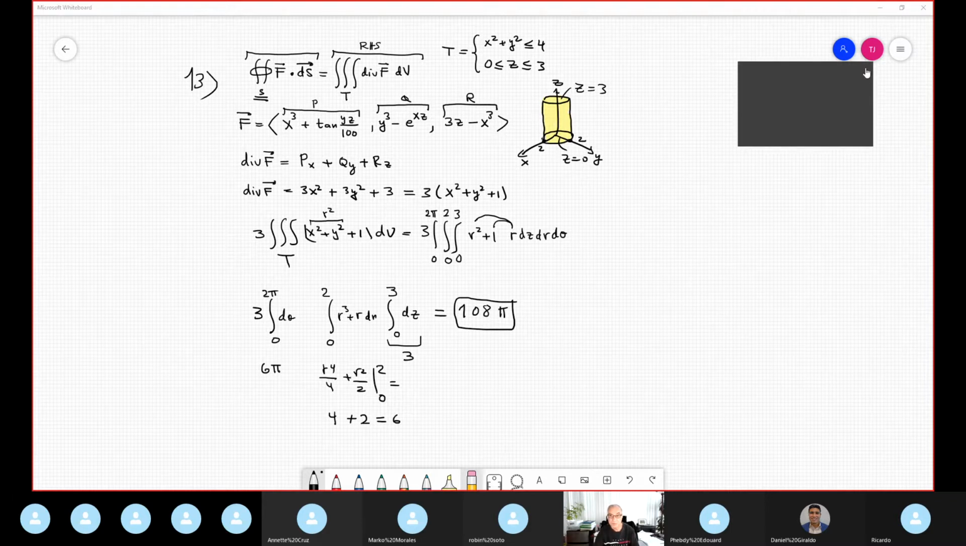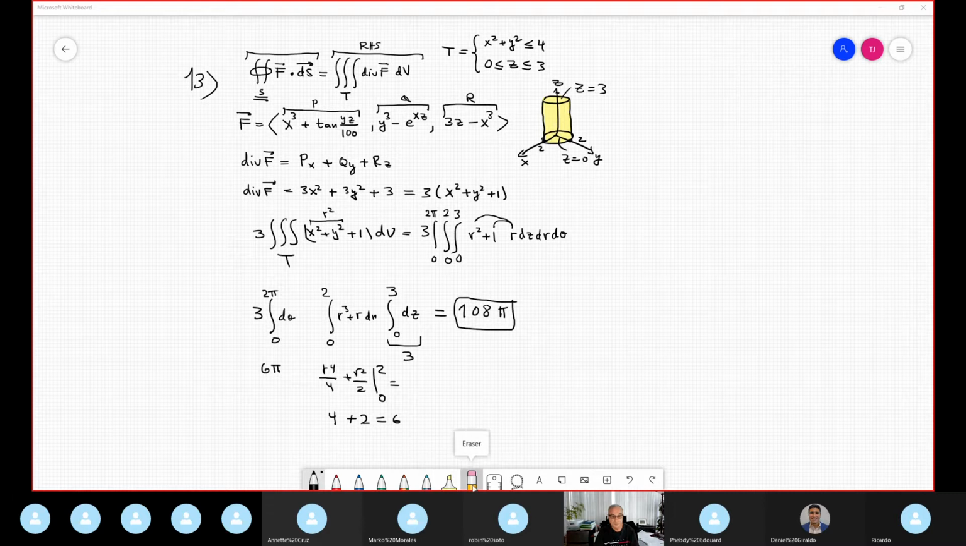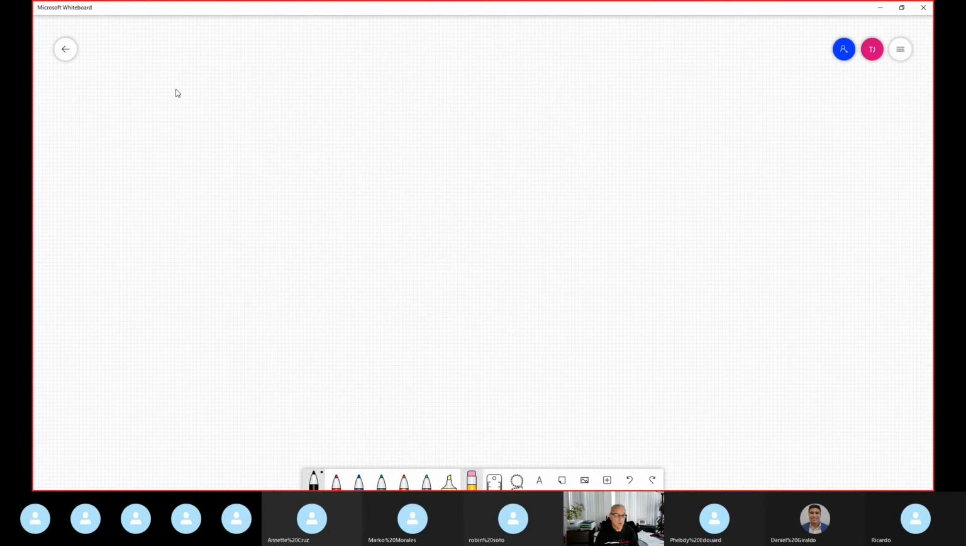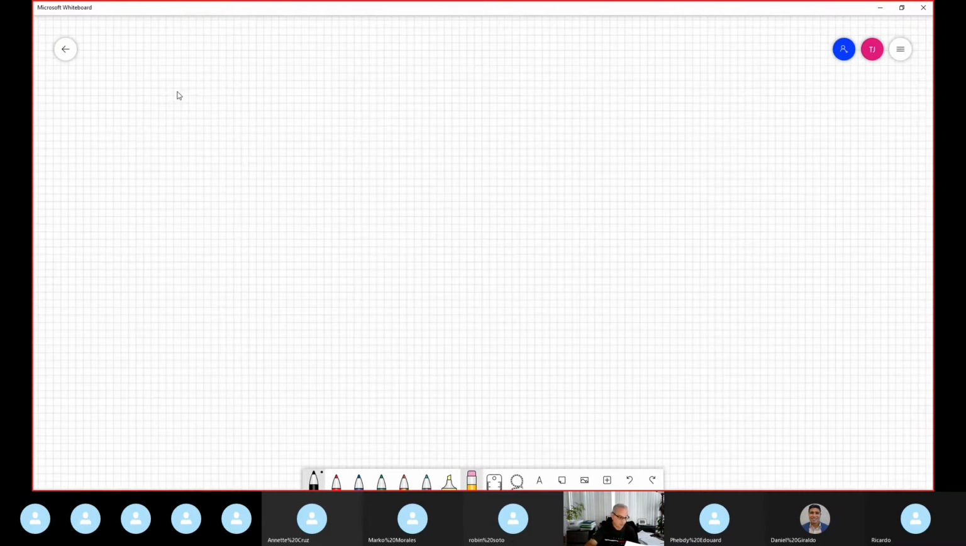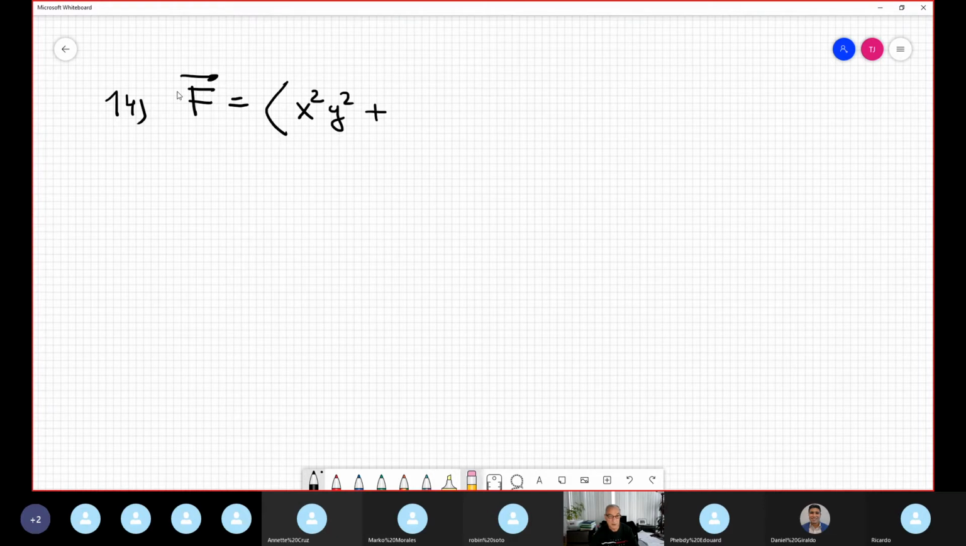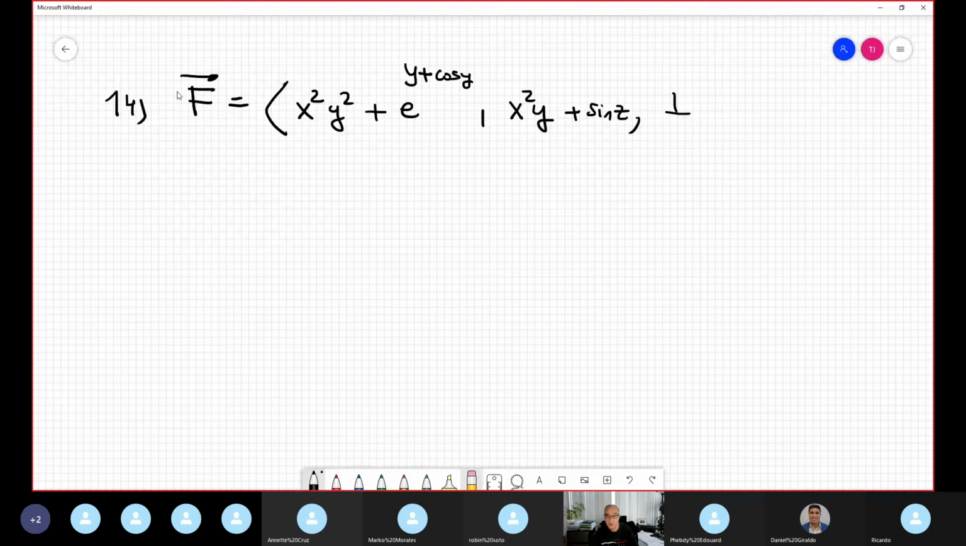Move on to the last one, problem 14. This is similar. The only difference is that it's a sphere. Okay, so we have a vector field in problem 14. That is a clue giving me information. It's not good doing it by the surface integral. You know, much better doing it by the triple integral. Cosine y, oh, why the hell is that? x squared y plus sine z, comma, one third z cubed plus cosine. This is my vector field.